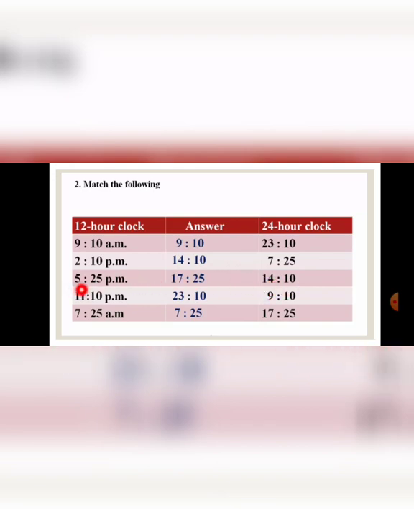Then 5:25 p.m. So it will be 17:25. Then 11:10 p.m. So it will be 23:10. Then the last one, 7:25 a.m. So we will write 7:25 in the 24 hours clock also. So with this, students, we have finished both the problem sets, that is 43 and 44. Complete the book on time. I will see you in the next class. Take care. Bye.